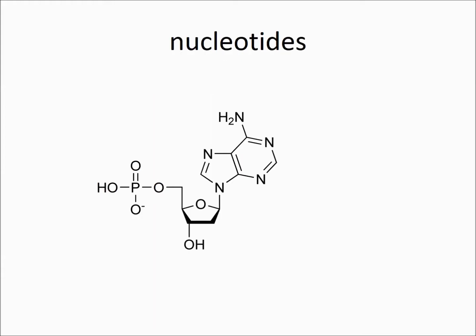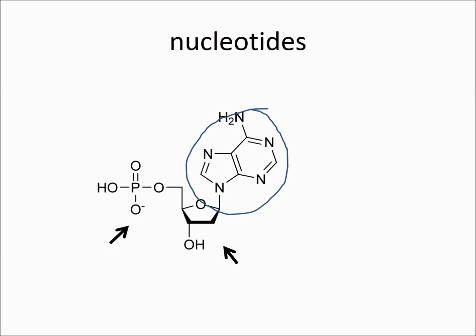This is the structure of a nucleotide. It's made of 3 components. The first component is a sugar. This is a 5-membered carbon and oxygen ring. The second component attached to the sugar is a phosphate. And the third component, circled here in blue, is the nitrogenous base.